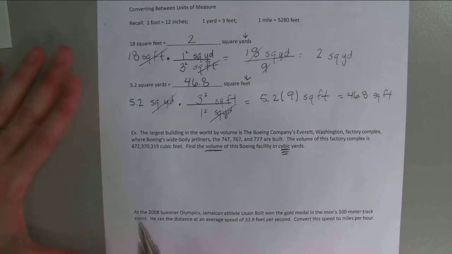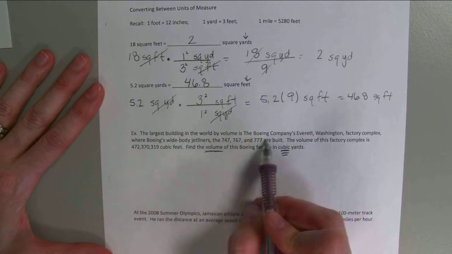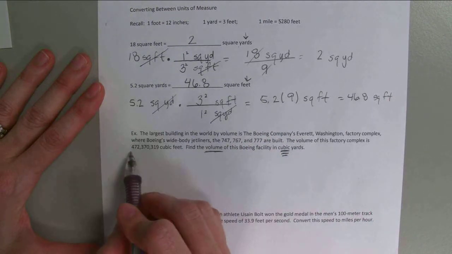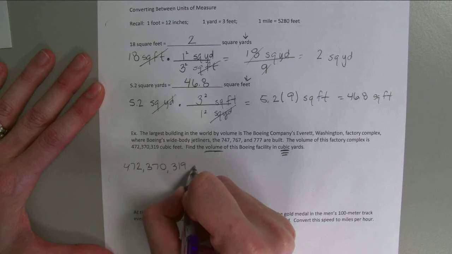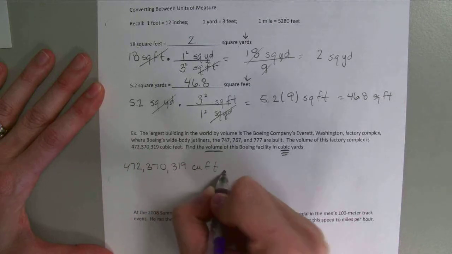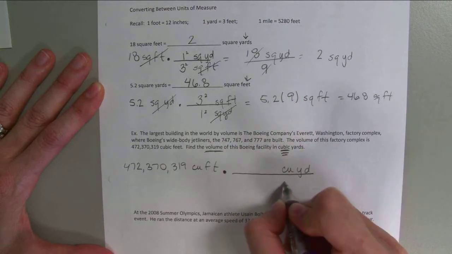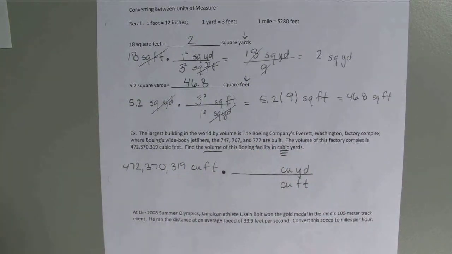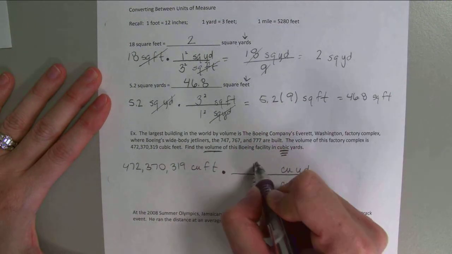So we have a large building in Boeing in Washington that has these jetliners they've got to fit. The volume is 472,370,319 cubic feet. And they want us to convert that to cubic yards. So my cubic feet will go on the bottom because that's what I want to cancel out. Cubic yard will go on top. And all I do, guys, is grab that unit. Remember, was it 3 feet to 1 yard? But since it's cubic, it's 3 cubic feet to 1 cubic yard.